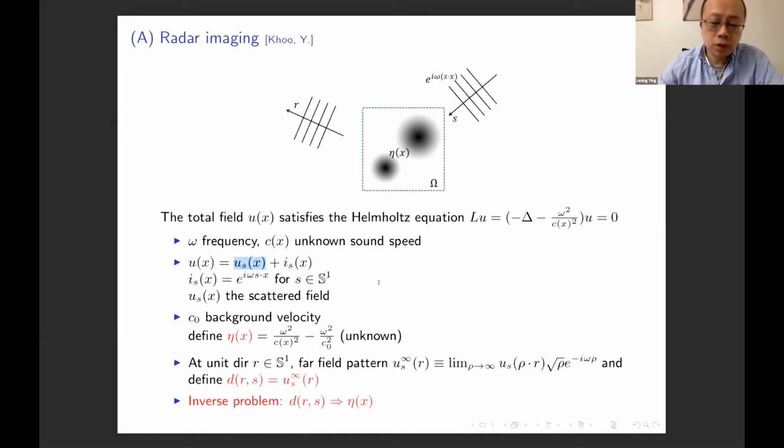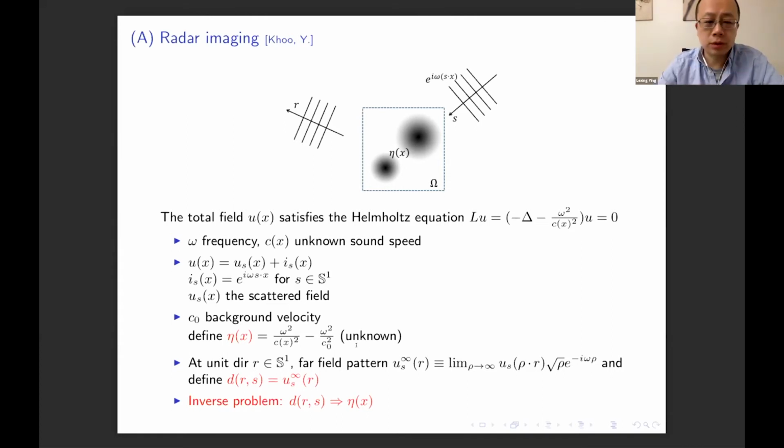To make the problem a little easier to work with, we can separate c into two parts. You can assume that there's a background velocity. In the case of electromagnetic scattering or acoustic scattering in air, the background velocity c0 is just equal to 1 after certain normalization. Recall that the unknown quantity is the sound speed in the domain, c(x). Therefore, you can rewrite it by introducing this quantity eta, which is defined to be omega squared over c squared minus omega squared over c0 squared. So instead of trying to figure out what c(x) is in the domain, it's equivalent to figure out what eta is, because they're just given by this very simple formula.